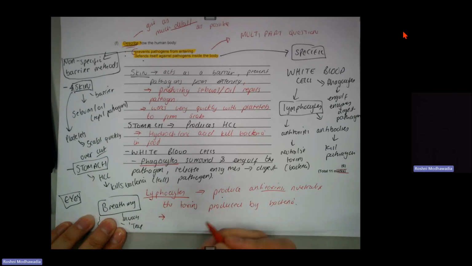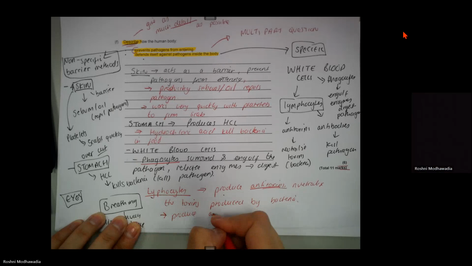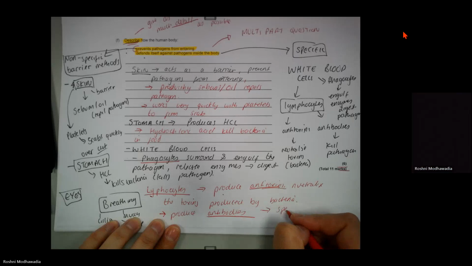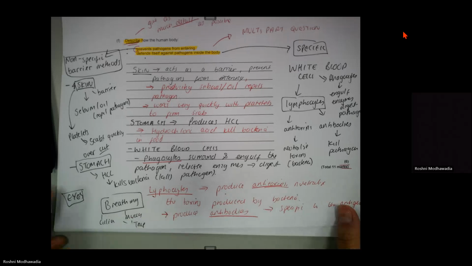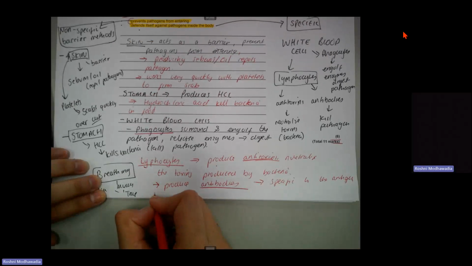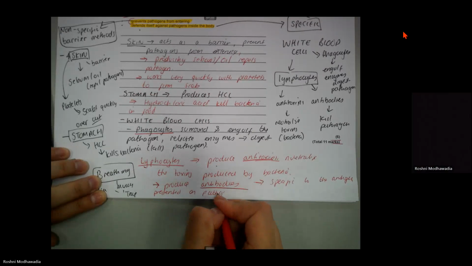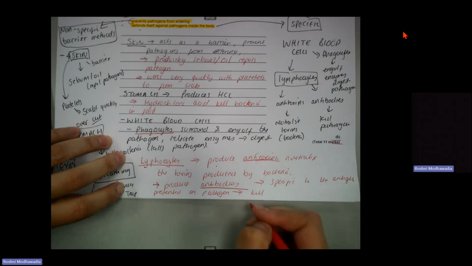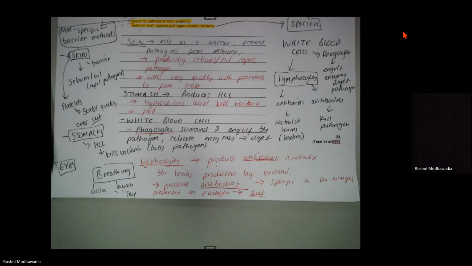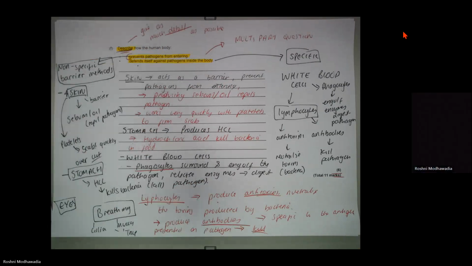But lymphocytes don't only produce antitoxins, lymphocytes will also produce antibodies. These antibodies are specific to the antigen presented on the pathogen. And so in doing so, it will recognize this antigen and it is able to kill the pathogen, preventing further damage. So that's question 4.